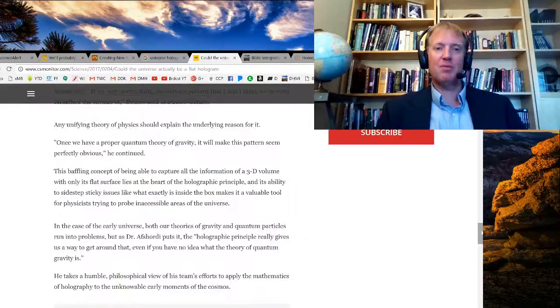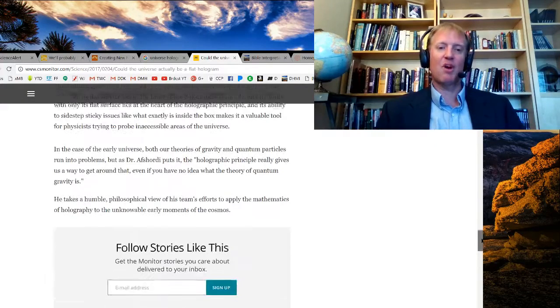This baffling concept of being able to capture all the information of a 3D volume with only its flat surface lies at the heart of the holographic principle, and its ability to sidestep sticky issues like what exactly is inside the box makes it a valuable tool for physicists trying to probe inaccessible areas of the universe. In the case of the early universe, both our theories of gravity and quantum particles run into problems, but as Dr. Afshordi puts it, the holographic principle really gives us a way to get around that, even if you have no idea what the theory of quantum gravity is. He takes a humble philosophical view of his team's efforts to apply the mathematics of holography to the unknowable early moments of the cosmos. All right, well, interesting stuff there.